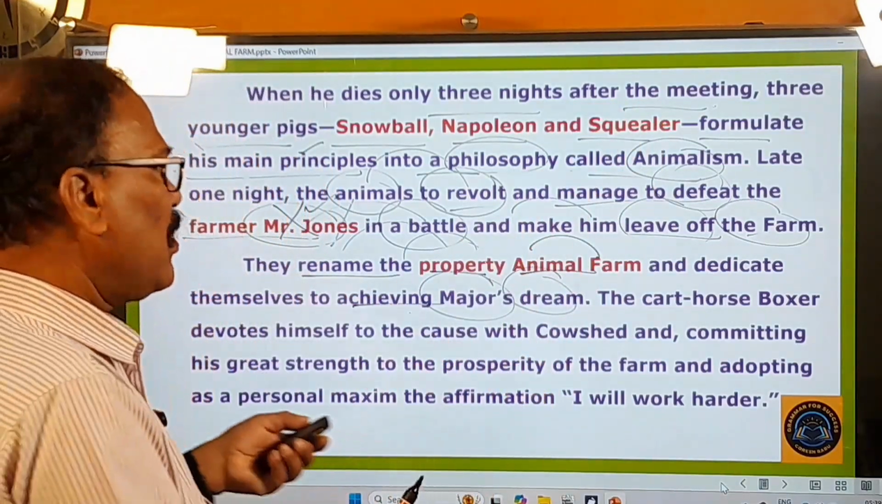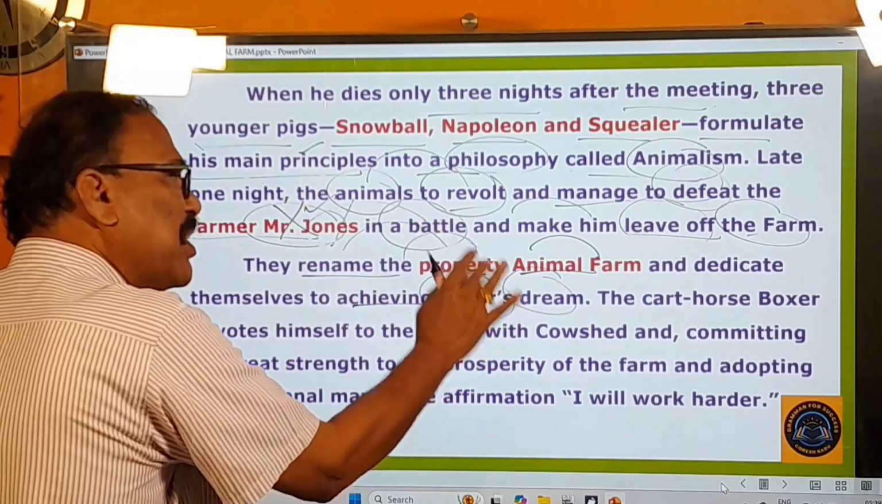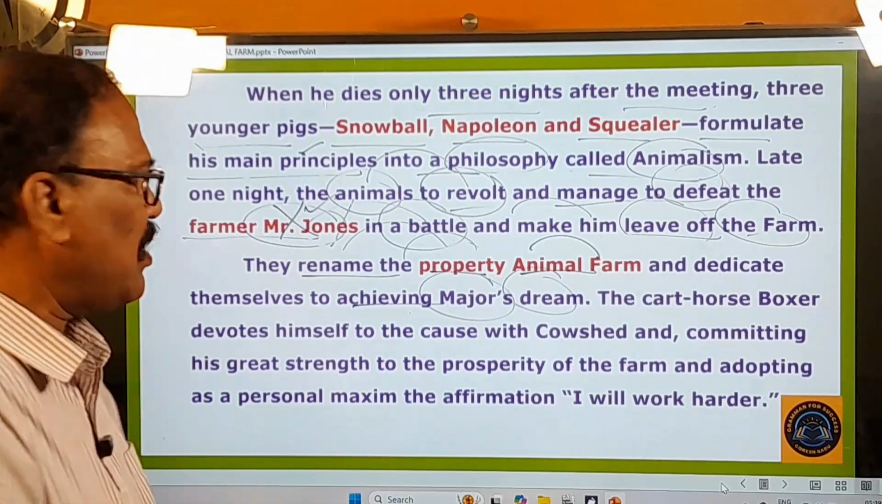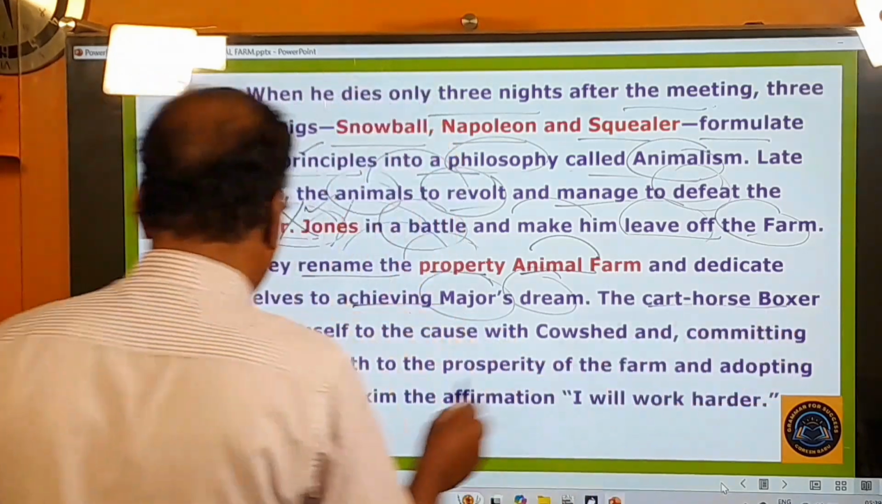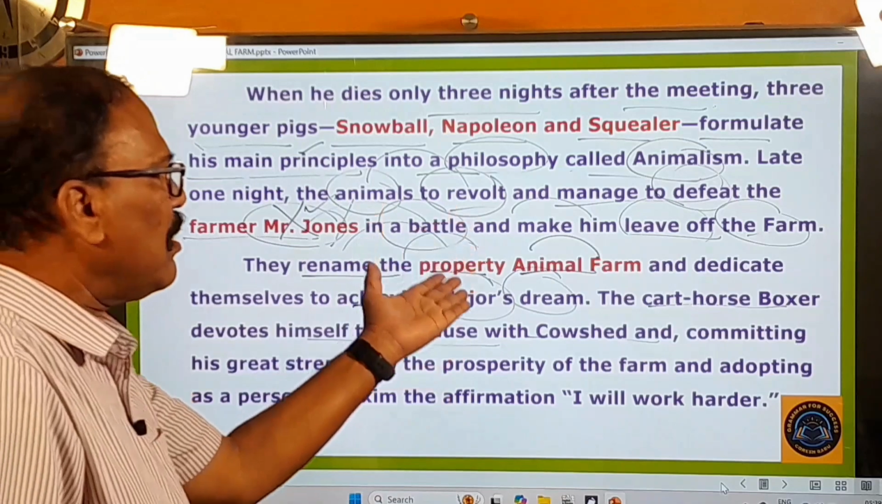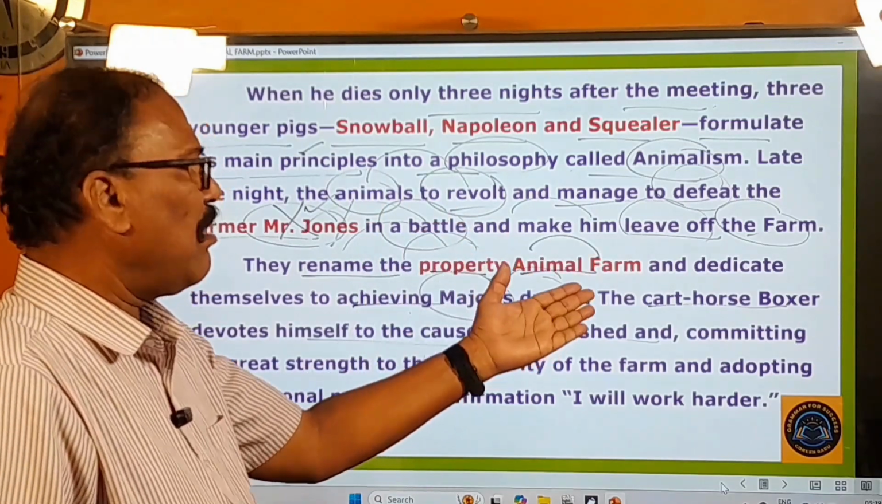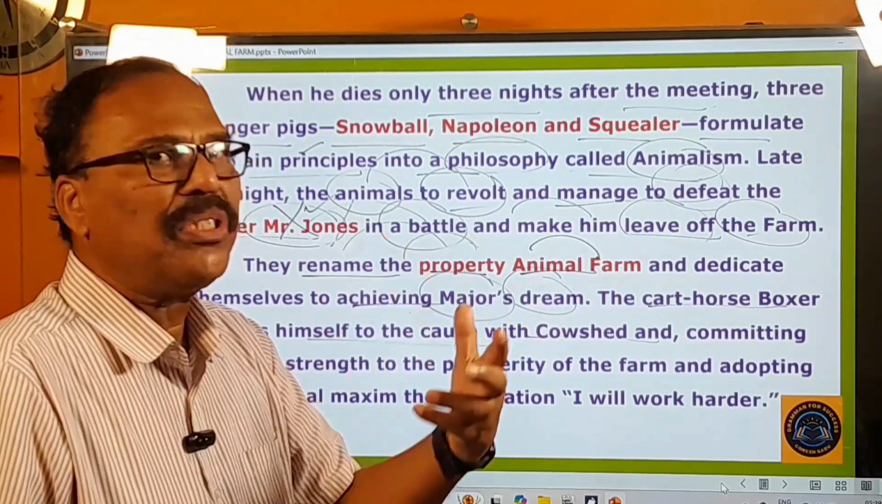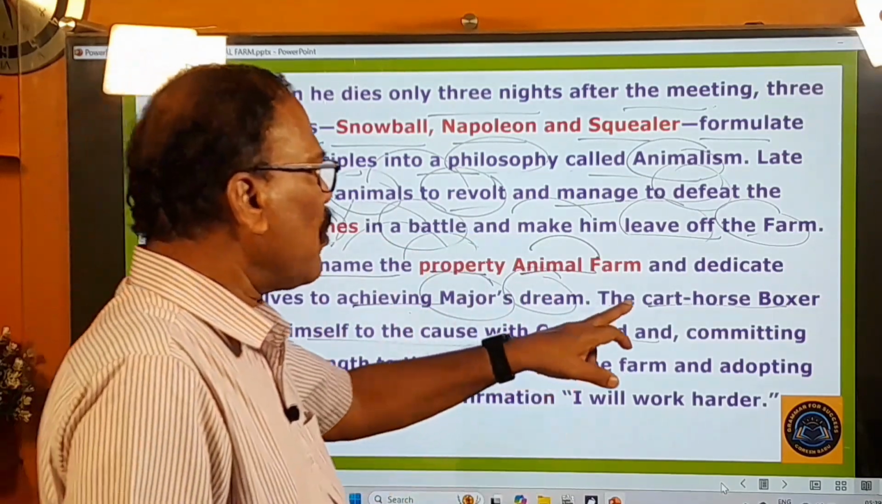You know that very well. So for the achievement of Major's dream, they started working from that day onwards. And the cart horse Boxer devotes himself to the cause with caution. So on this Animal Farm, there is one cart horse. Cart horse means the horse that can be used for pulling the cart. So that's why it's called cart horse.